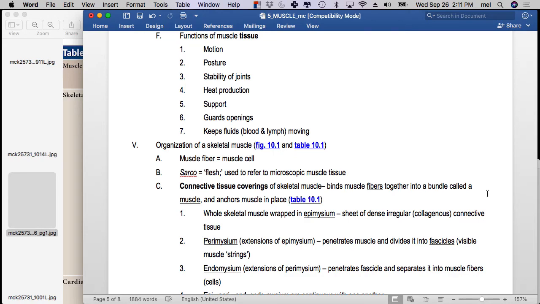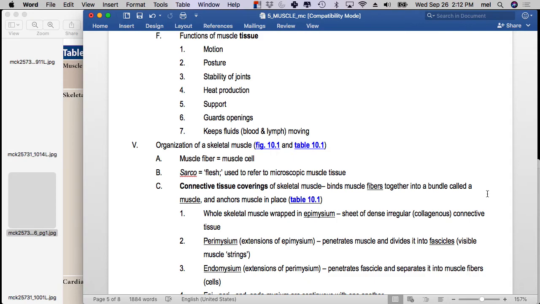Guarding openings. Your sphincters guard openings too. They're keeping stuff moving through tubes when you want it to and not when you don't want it to. But you only have 2 skeletal muscle sphincters that you're under voluntary control of: the one at the end of your digestive tract and the one at the end of your urinary tract. All the rest are smooth muscle sphincters, and they're involuntarily controlled.